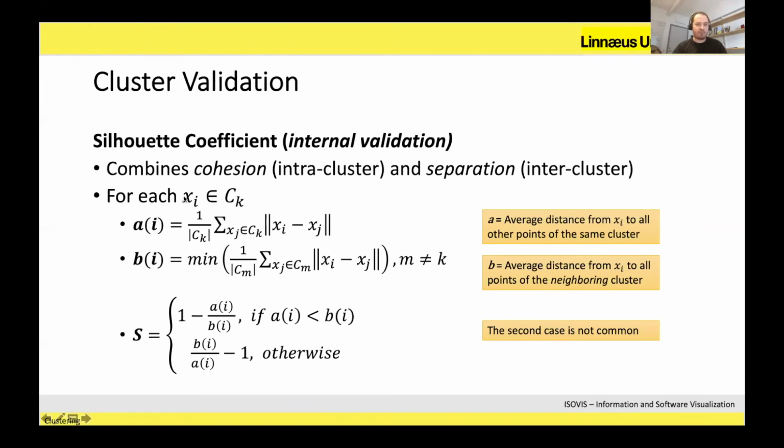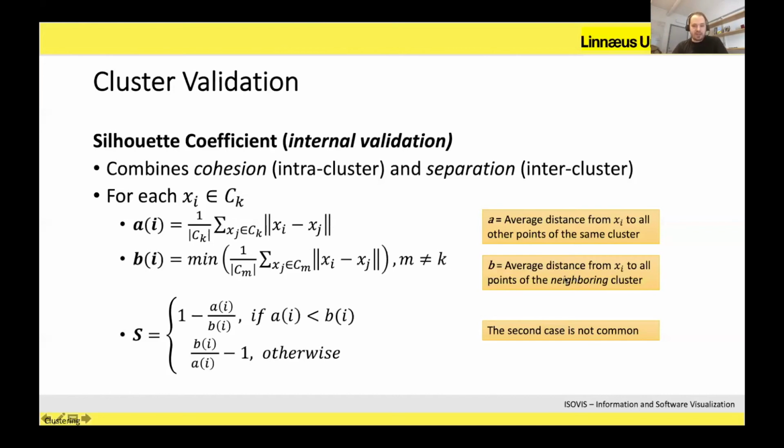So for every point xi that belongs to a certain cluster, ck, you compute two things. There's all this math here, but I'm just going to go for the intuition. The intuition is that a is the average distance from xi to all other points of the same cluster. So you take xi, which is a point from the cluster, compute the distances to all other points, take the average, and then do it again for the next one and the next one, and so on and so forth, right?